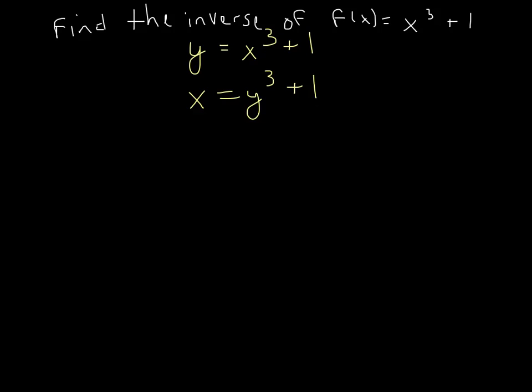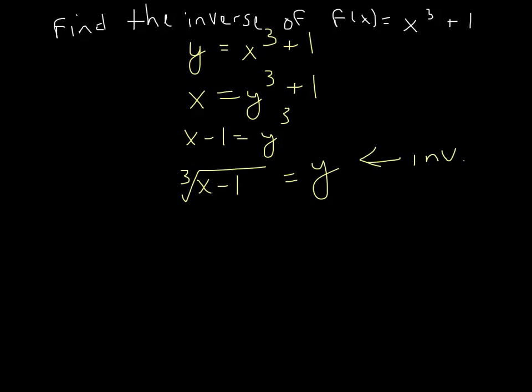And once we switch x and y, then it's just a matter of solving for y. We want to get the y by itself so that it's in what we call function form. So we'll have x minus 1 equals y cubed. To get rid of the cubed, I would take the cube root of both sides, and the cube root of y cubed would just be y. Okay, so this is my inverse.